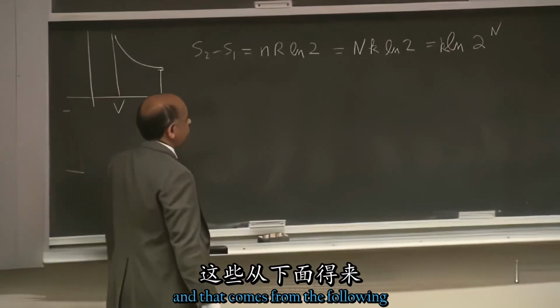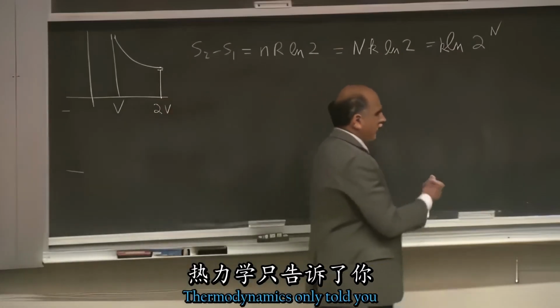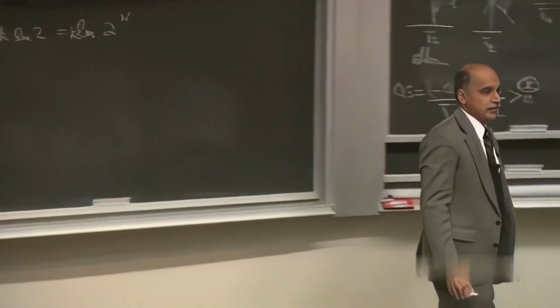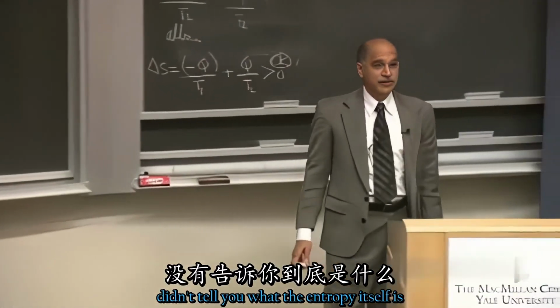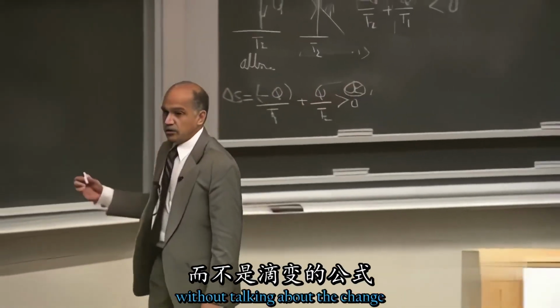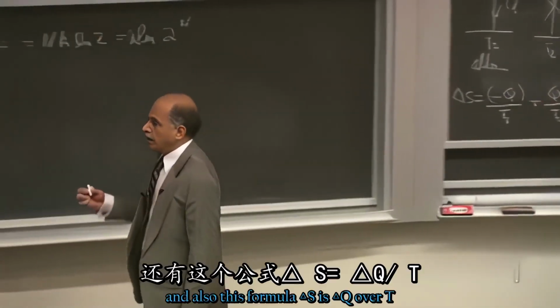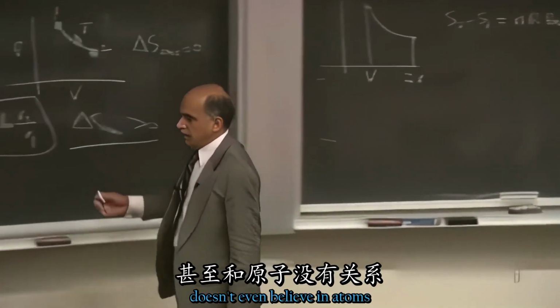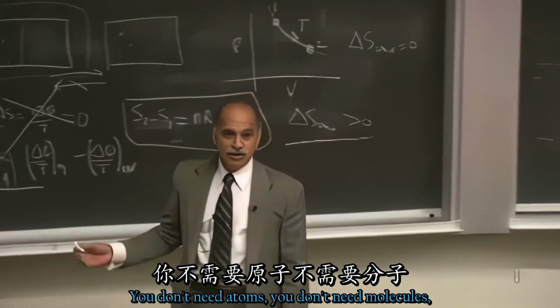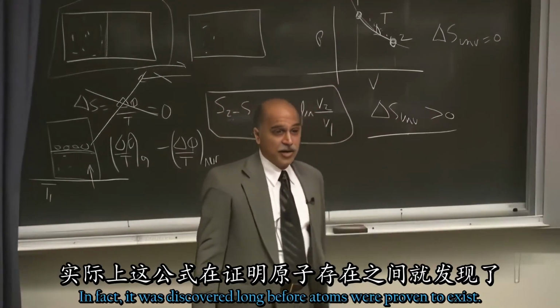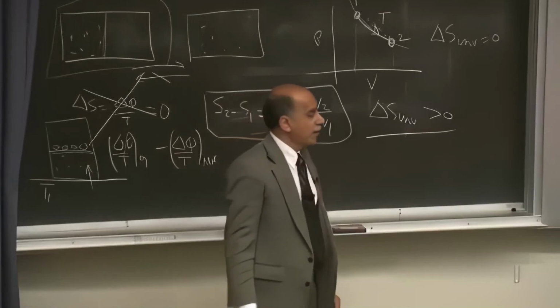And that comes from the following. Thermodynamics only told you the formula for the change in the entropy of a gas. It didn't tell you what the entropy itself is. So the formula for the entropy of a gas, without talking about the change, and also this formula, delta S is delta Q over T, doesn't even believe in atoms. You don't need atoms, you don't need molecules, you don't need to know what anything is made up of. In fact, it was discovered long before atoms were proven to exist.